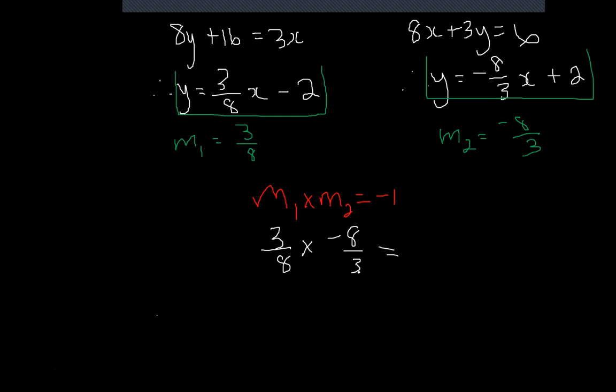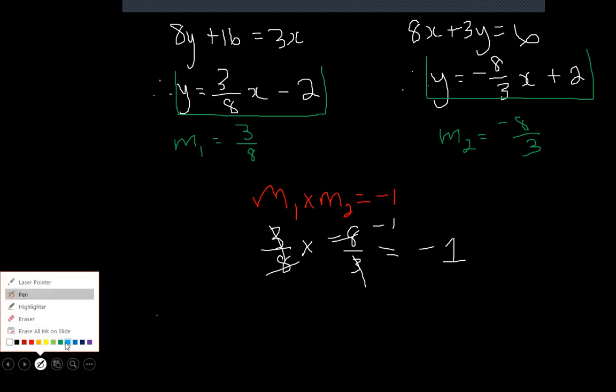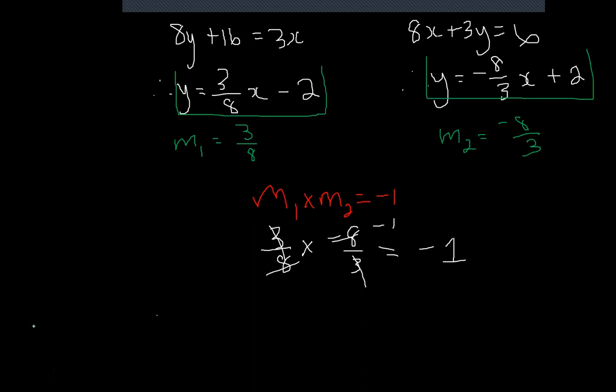Right? So we could cancel the 3's and then 8 is minus 1, minus 1. But don't forget your statement. Since M1 times M2 is equal to minus 1, therefore these lines are perpendicular. Everybody understand that, right?